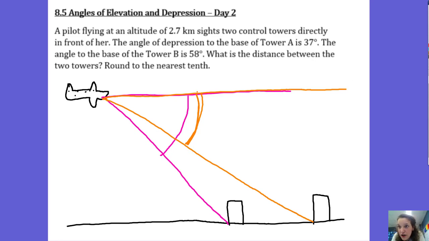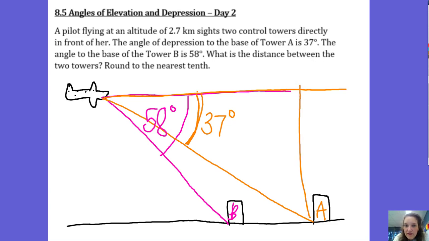Yes. So the pink angle of depression has to be the 58 degree angle. The orange angle of depression, which is smaller, has to be the 37 degree angle of depression. And so that will help us determine which one is Control Tower A and which one's Control Tower B. So this is Control Tower B and this is Control Tower A. We're trying to find the distance between the two towers.